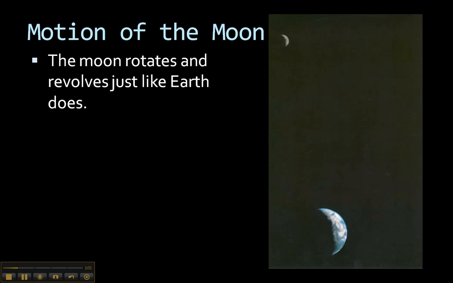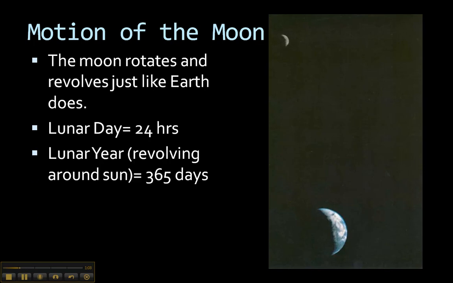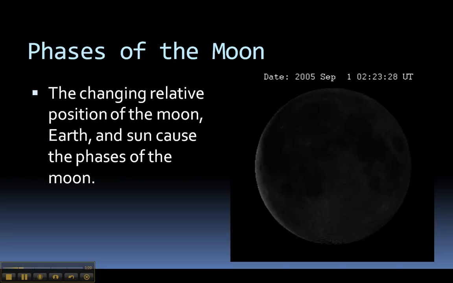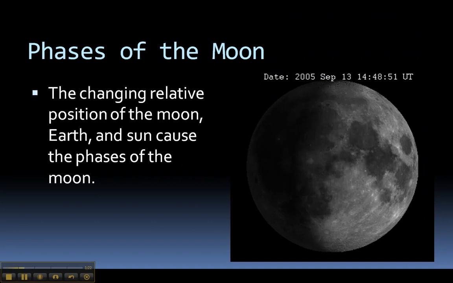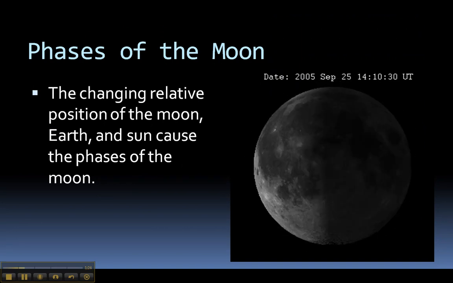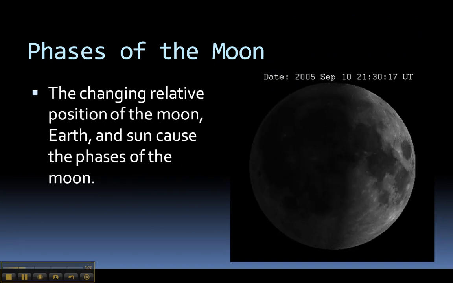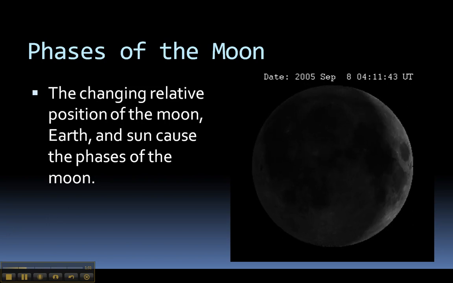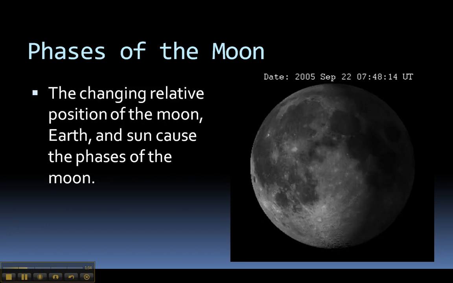The moon rotates and revolves just like Earth does. A lunar day is 24 hours, just like Earth's, and a lunar year, or revolving around the sun, is 365 days, just like the Earth's. The moon revolves around the Earth once a month. The changing relative position of the moon, Earth, and sun cause the phases of the moon. Watch the moon animation and the date as it cycles through a month of phases.